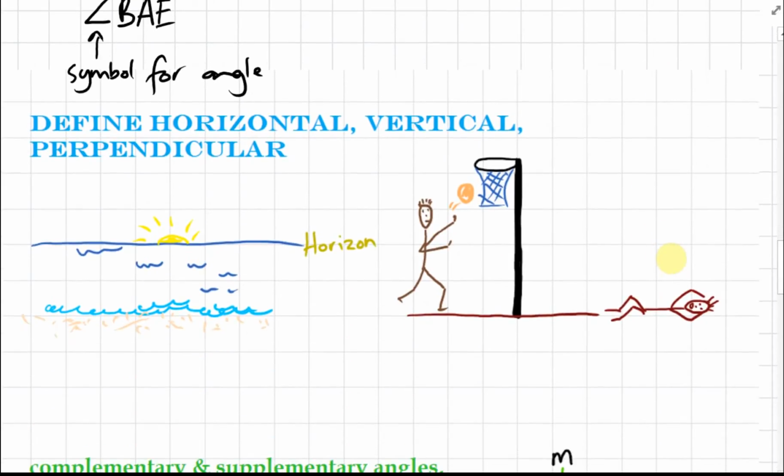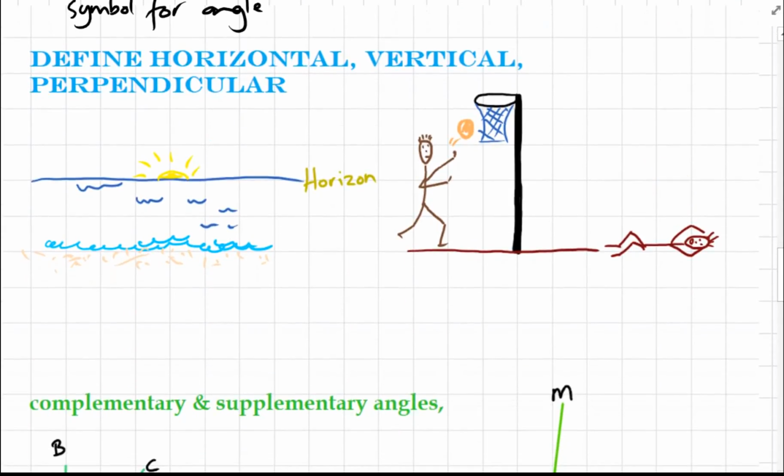Here are a couple of terms that you should learn. The word horizontal actually comes from the root word horizon. You look out your window and you see this horizon here with the sun coming up. So the word horizontal comes from horizon. It's basically a line that looks like this. That's a horizontal line.